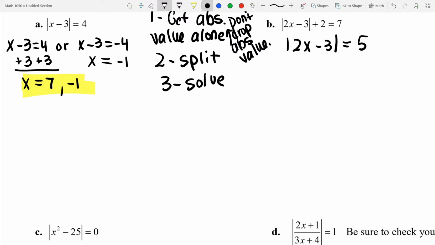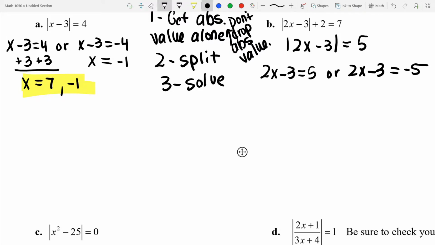Everybody tell me, is my absolute value now alone? Yes or no? Yes. So now we split it into 2. So I could have a 5 or a negative 5 in there. So everybody go 2x minus 3 equals 5, or 2x minus 3 equals negative 5. When you do your homework, you're expected to show all this work, okay? Or you won't get credit.